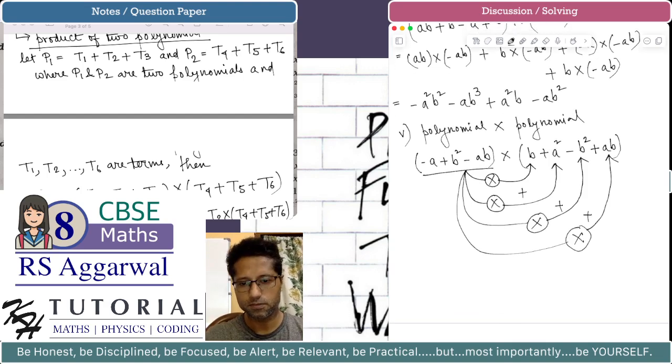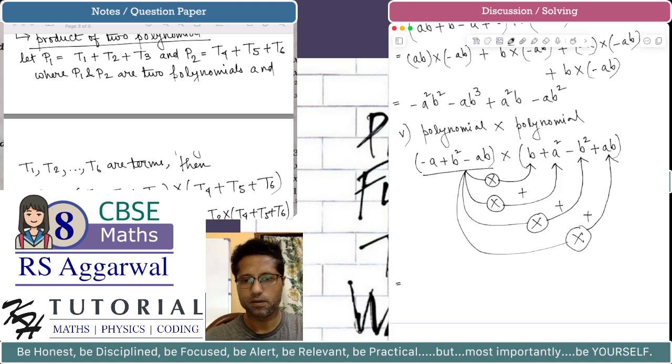Now you could have also done the other way around. That is, you could have found the product of the second polynomial with each term of the first polynomial and added the results. It will give the same result, same value. Both ways are fine.